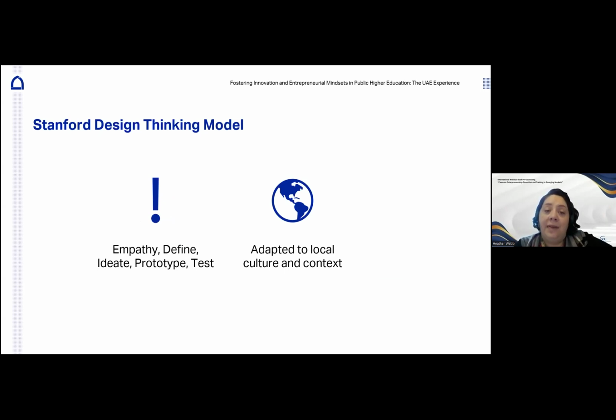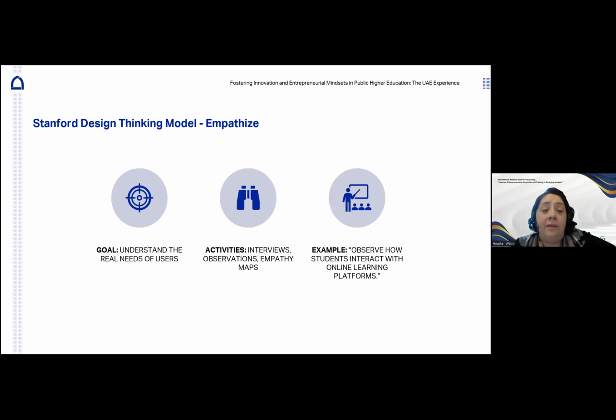And the Stanford Design Thinking Model follows that process of empathy, define, ideate, prototype, test. Right? And so we've taken the materials from the Stanford Design Thinking and we've had to adapt it to the local culture, because some of the materials from Stanford, we can't necessarily present that, or we can't focus on that. So the Stanford Design Thinking Model emphasized, the first 6 weeks, this is what we focused on, trying to get students to understand from a different perspective, right? Understand the real needs of users.